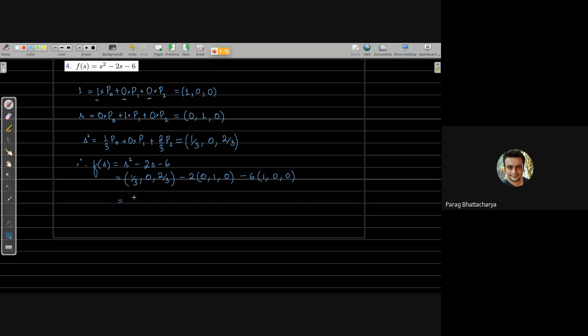So this will be equal to 1 by 3 minus 0, 2 times 0 is 0, minus 6. That's the first coordinate. Then 0, minus 1 minus 0. So we'll have minus 1. And the last one will be 2 by 3 minus 0 minus 0. So 2 by 3. Okay. So what will this turn out to be?